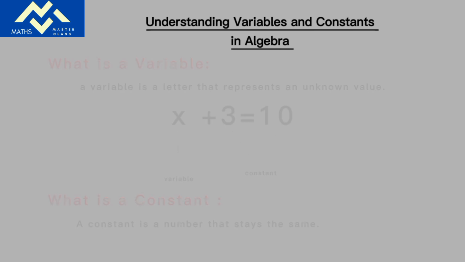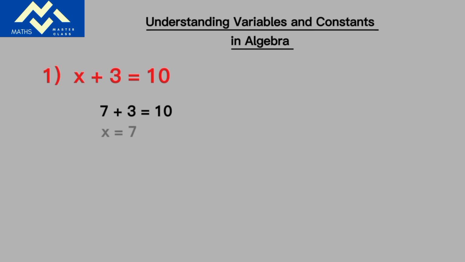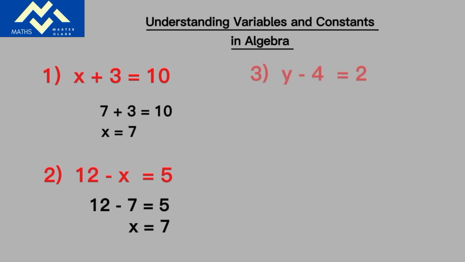Let's look at a few simple problems using variables. Example 1. X plus 3 equals 10. What number plus 3 equals 10? Answer: X equals 7. Example 2. 12 minus X equals 5. What must be subtracted from 12 to get 5? Answer: X equals 7.